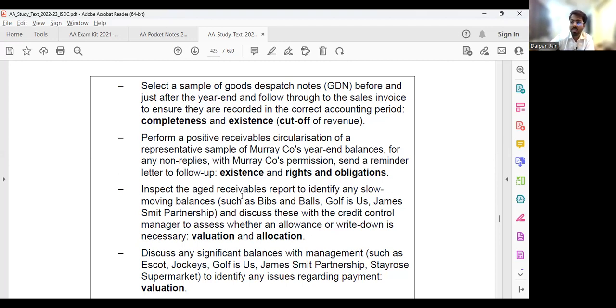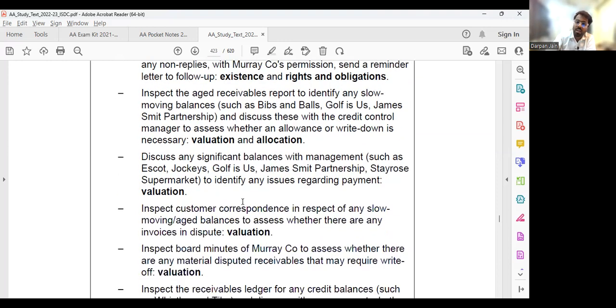Because if the receivable is outstanding from a very long time, then what will happen? Then you have to check whether any provision for bad and doubtful debt should be recorded. That provision for bad and doubtful debt itself is called what? It is called allowance for receivables. So you're checking whether any allowance like that is required for the slow moving balances, the balances which are pending from a very long time.